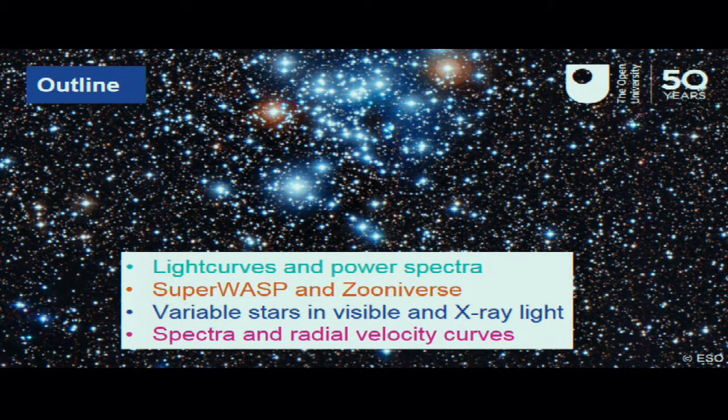The other thing we notice in a picture like this is that stars have different colours, and that tells us that they emit different spectra. They emit different proportions of light at different wavelengths in their spectrum. And measuring the spectra of stars can actually tell us about how they move through space. And I'll come to that in the fourth and final part of my talk here. In between those two parts, I will tell you about two of the projects that I've been involved with over the years, SuperWasp and Zooniverse, and I'll explain what those are.